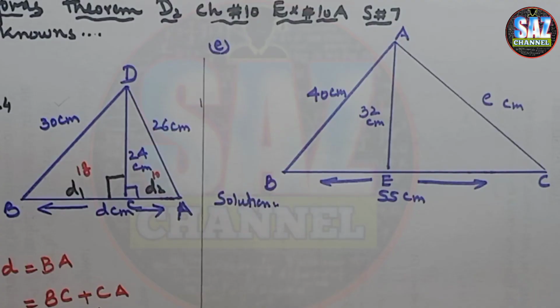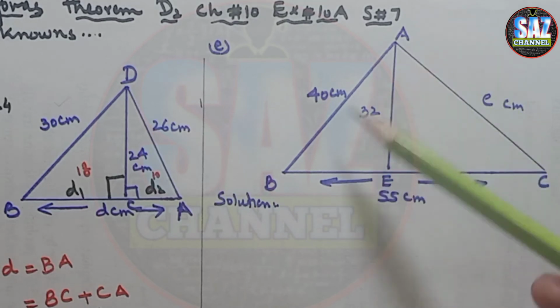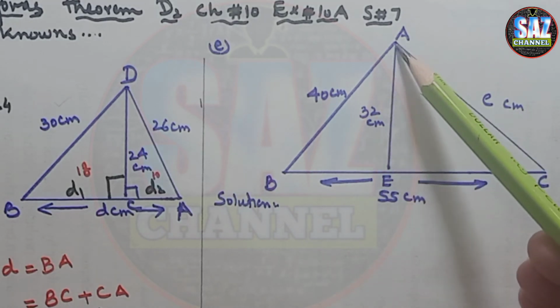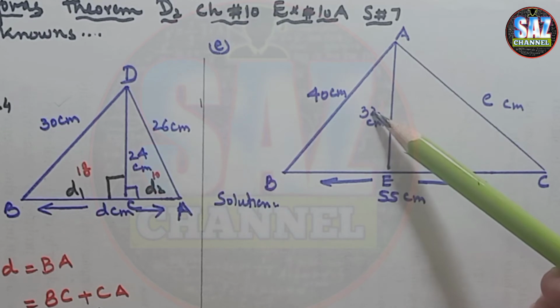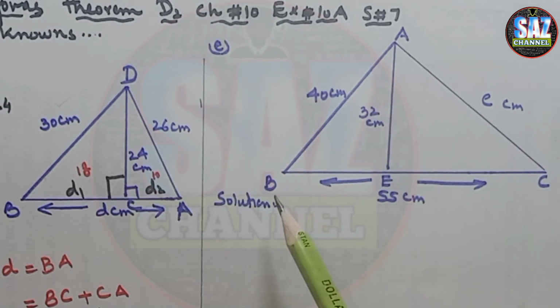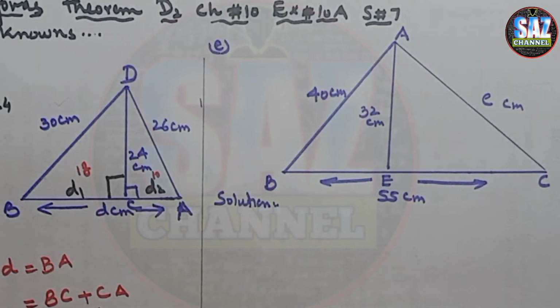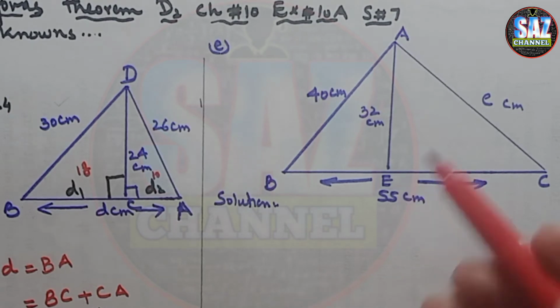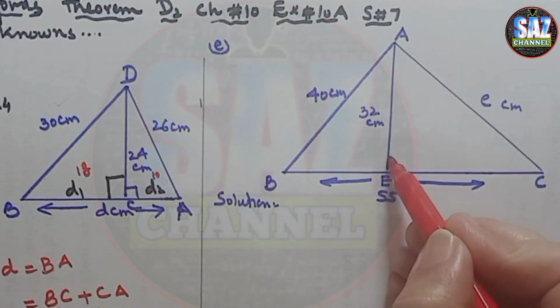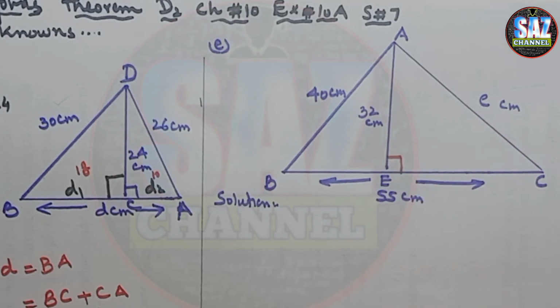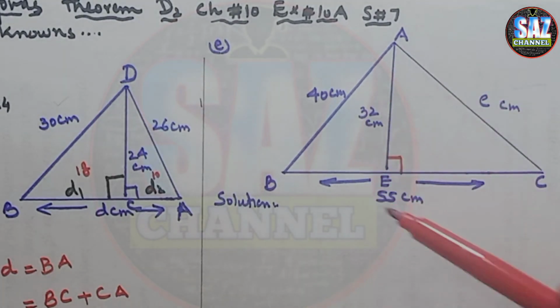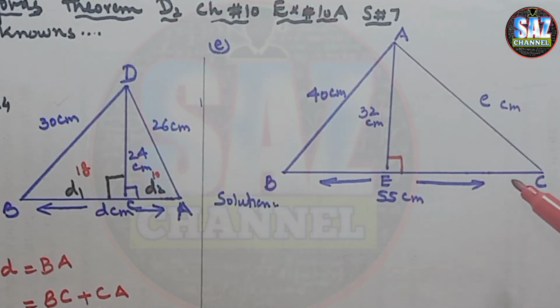If you look at the diagram, again it gives us one outer big triangle in which this side is 40 centimeter, the common height is 32 centimeter, and the full base is 55 centimeter, and this hypotenuse is unknown. The angle in the question is at vertex E. So first of all, I have marked the vertices of the triangle because it's necessary for all geometry questions.